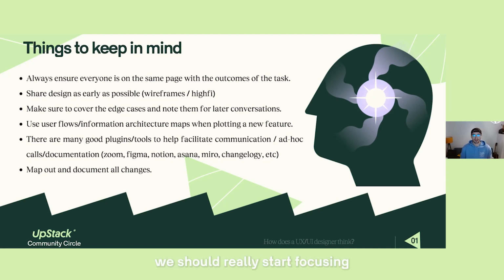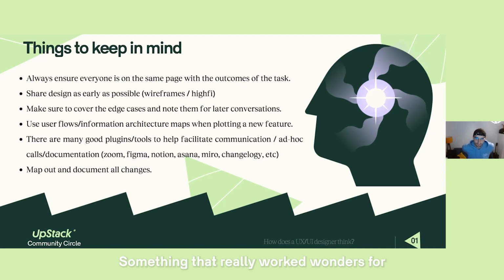So as designers, we should really start focusing on showing, and when we talk about designs, bring in user flows and information architecture maps, so that you don't have to plod through 50 pages of Figma or Sketch just to see an end-to-end flow for a design. It's easier to do it in a user flow or information architecture map, whichever term might be suitable. And then utilize as many tools as possible that help you facilitate communication, from ad hoc meetings, documentation, Zoom, Figma, Notion, Asana, Miro, Changelog, Loom, stuff like that.